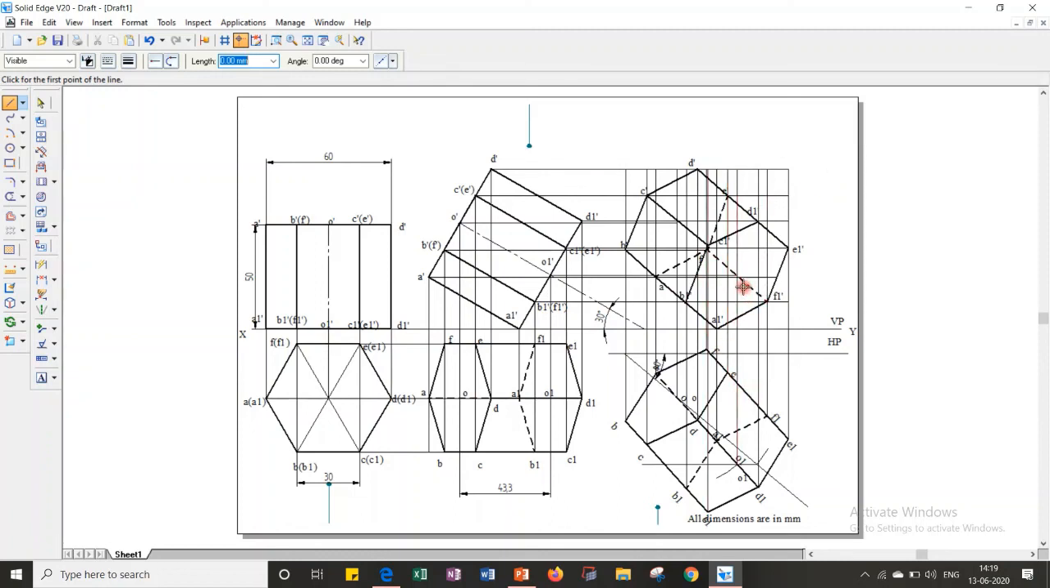Locate O and O1. The point O1 is located here. Point O is located here. You have to connect them using the axis line. So that completes the solution for problem number 5 under projection of solids. Thank you.